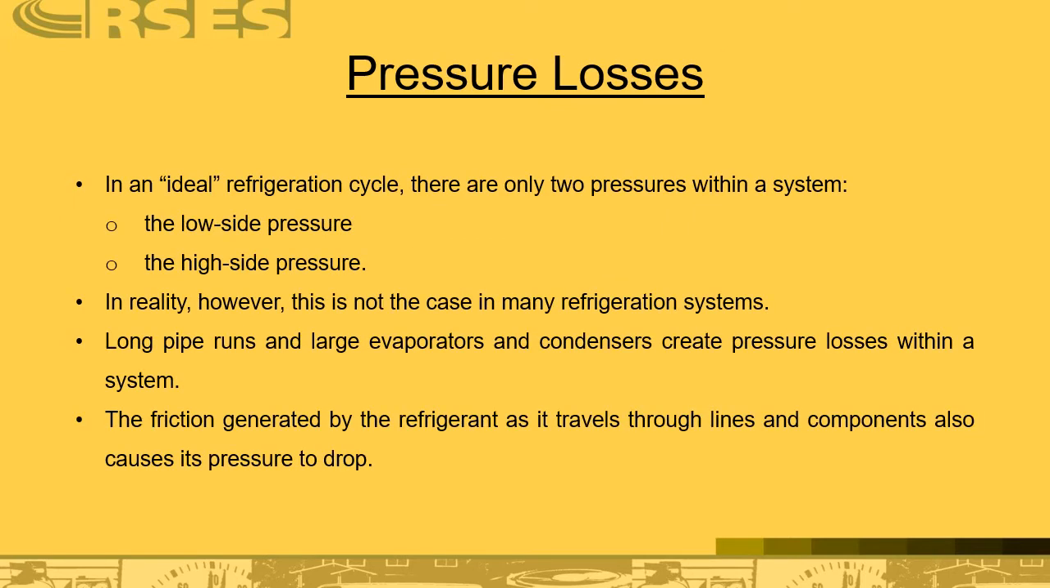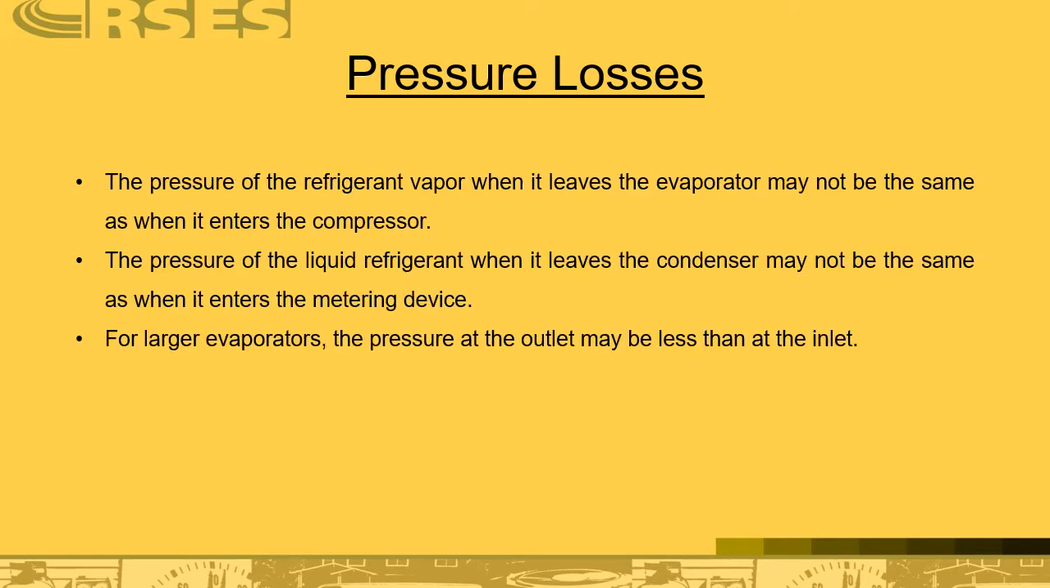Pressure losses. In an ideal refrigeration cycle, there are only two pressures within a system, the low side pressure and the high side pressure. In reality, however, this is not always the case in many refrigeration systems. Long pipe runs, large evaporators, and condensers create pressure losses within a system. The friction generated by the refrigerant as it travels through the lines and components also causes its pressure to drop.